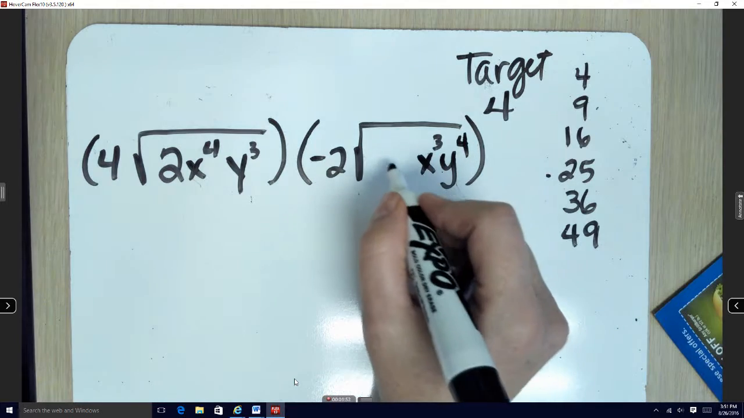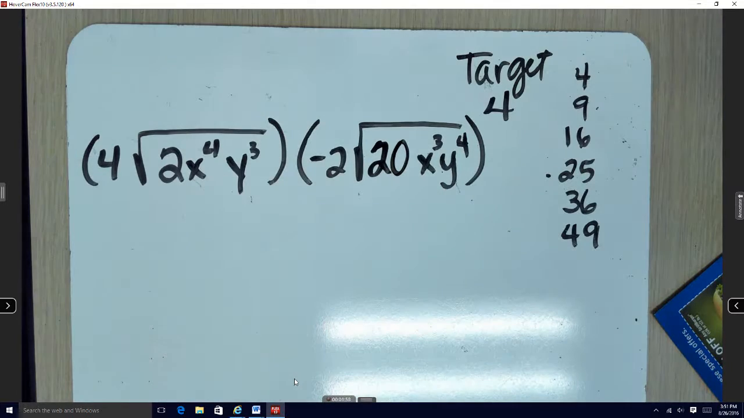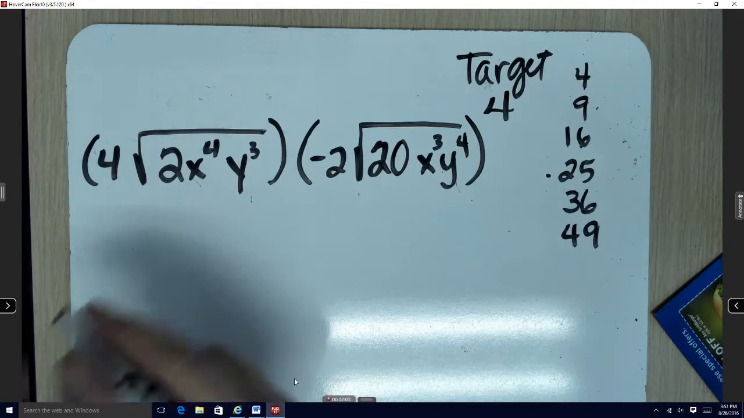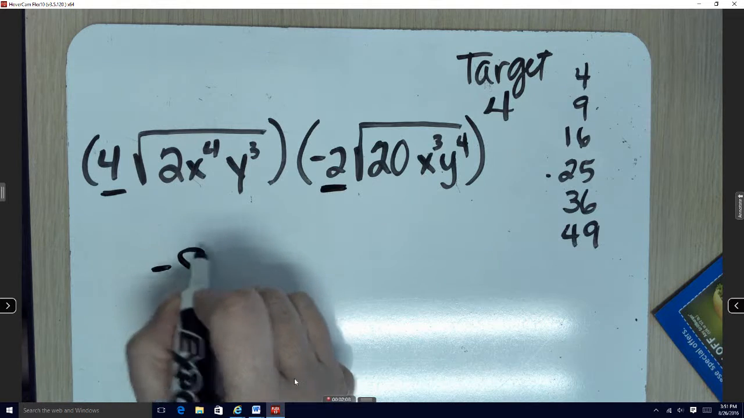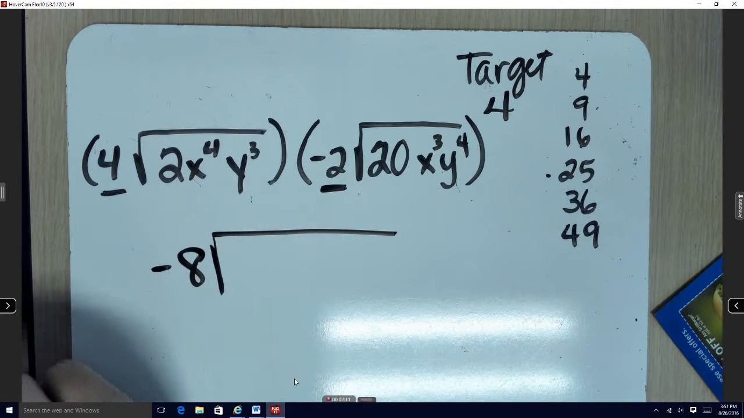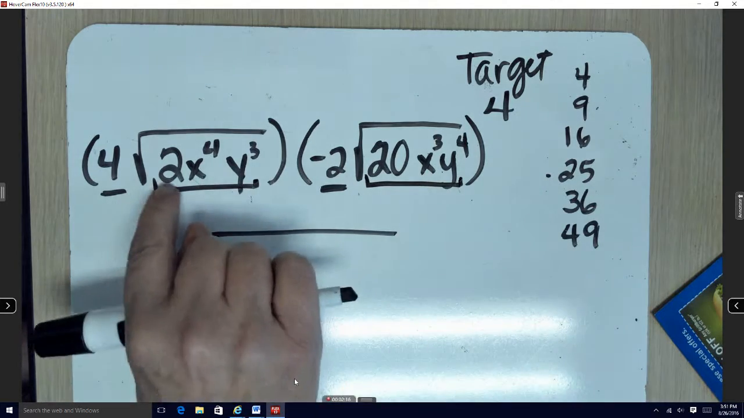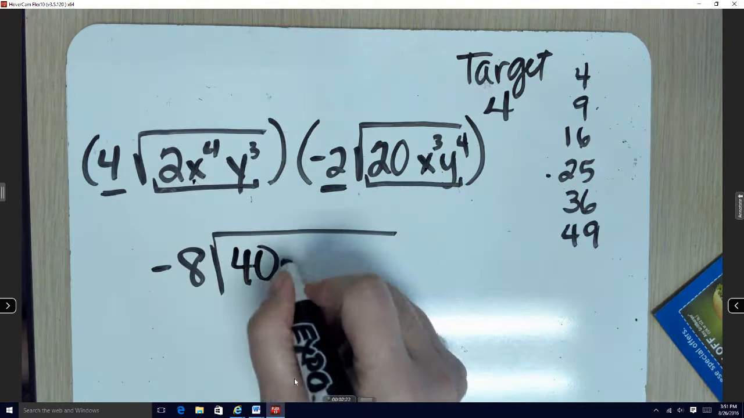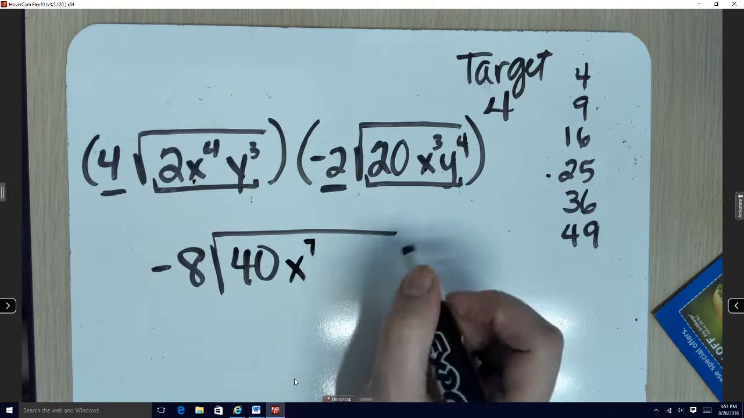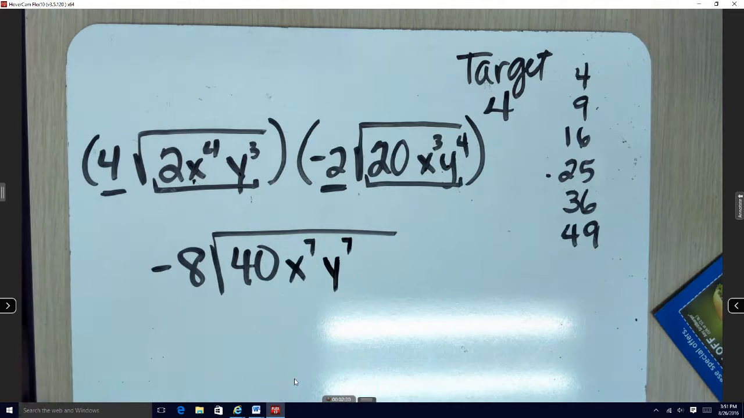Okay, let's get us a number in here. Let's go with 20. Okay, so on this one, I'm just going to multiply and then we'll simplify at the end. I'm taking the outside times the outside. 4 times negative 2 is negative 8. Now I'm going to take what's inside my radical and multiply by the other inside. 2 times 20 is 40. x to the 4th times x cubed is x to the 7th. We add those powers. y to the 3rd times y to the 4th is y to the 7th.